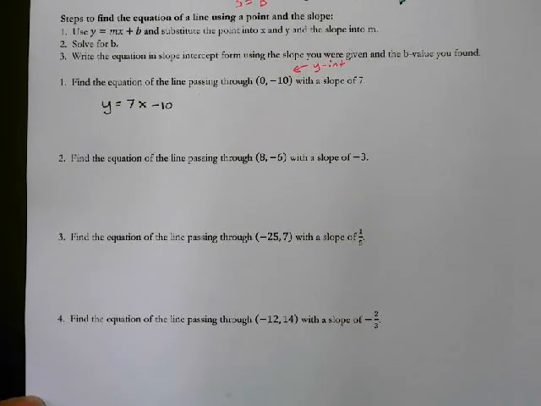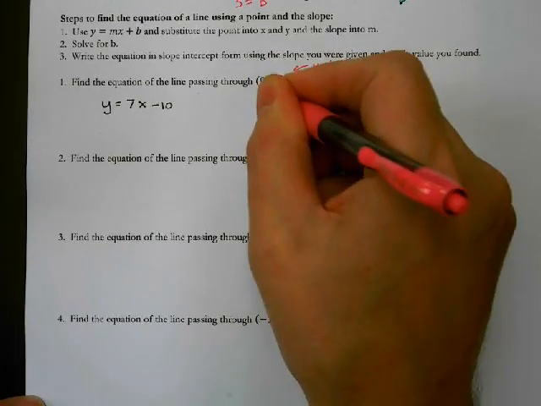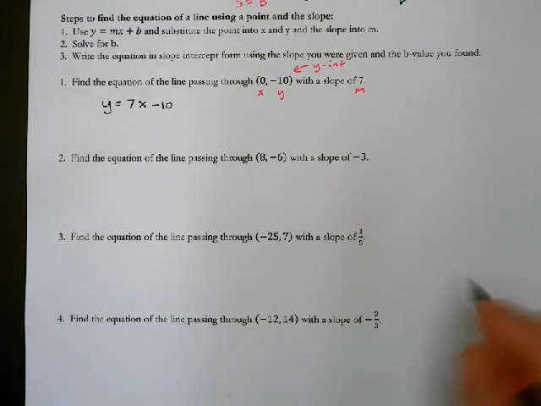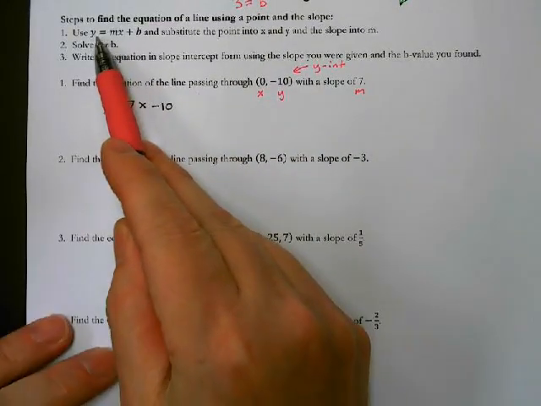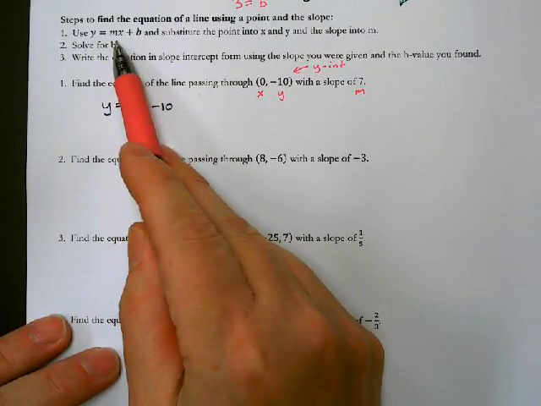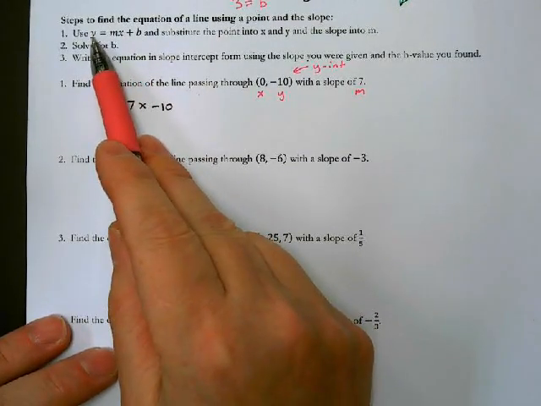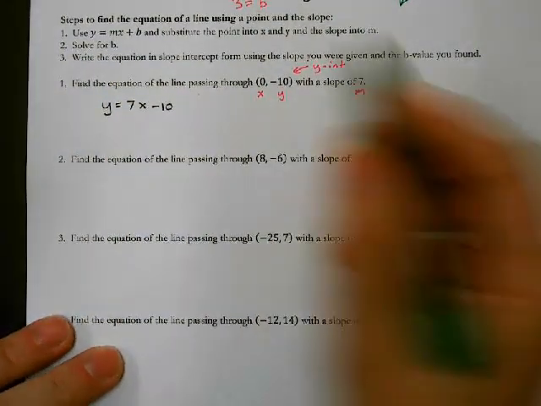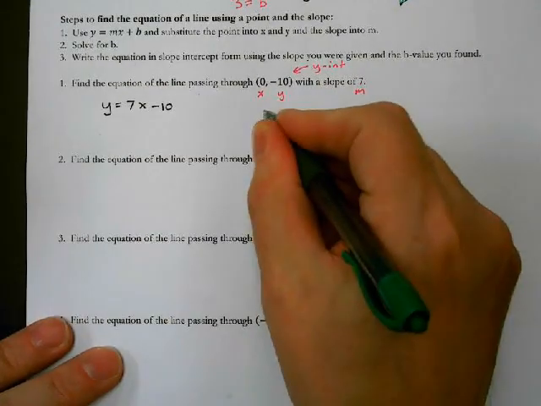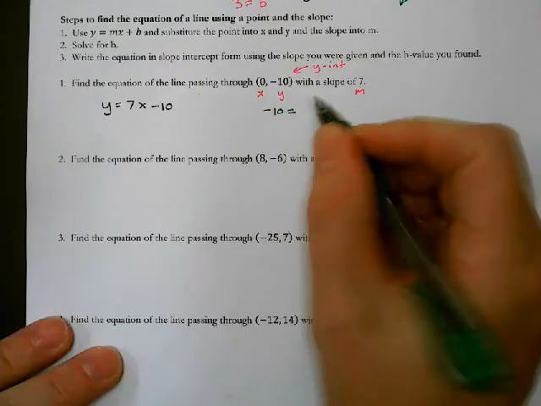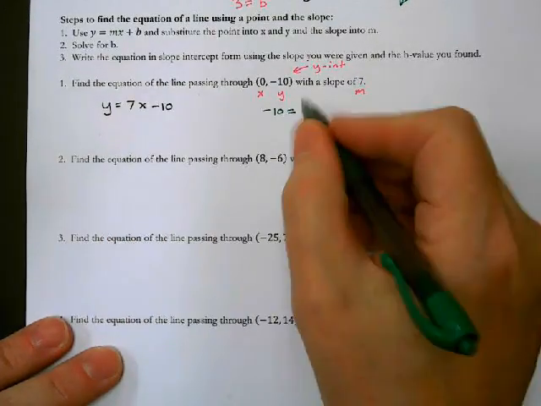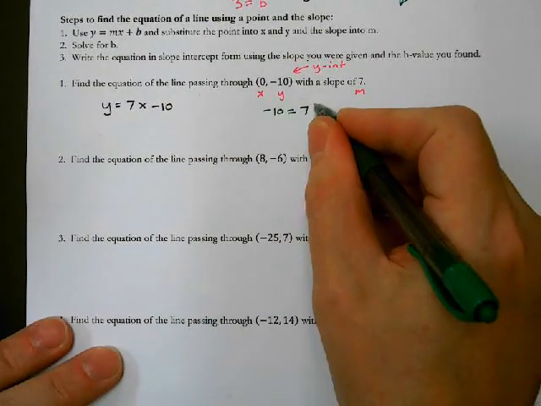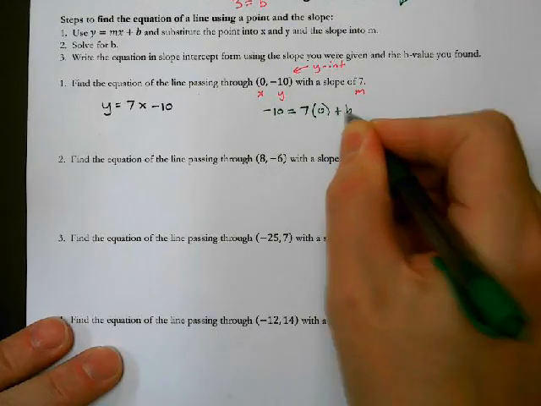Okay, so for practicing our steps, this would be x, this would be y, this would be m. We're going to take the slope-intercept equation, y equals mx plus b. We're going to plug in the y, we're going to plug in the m, we're going to plug in the x. All right, let's do it. Instead of y, we plug in negative 10. Equals. Instead of m, we're going to plug in 7. Instead of x, we're going to plug in 0. Plus b.